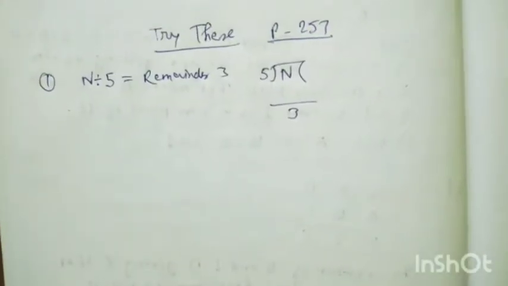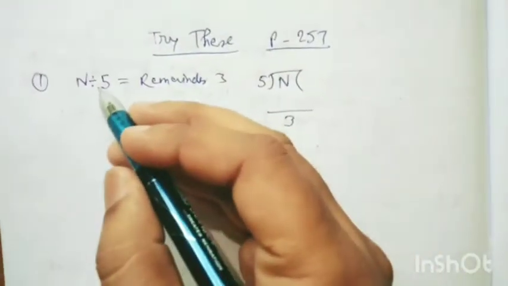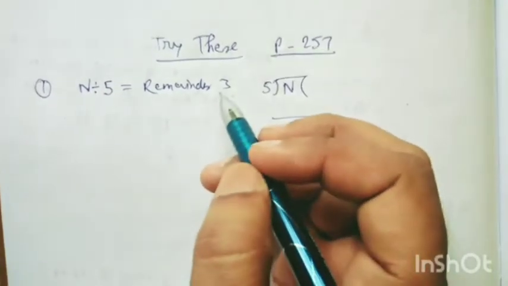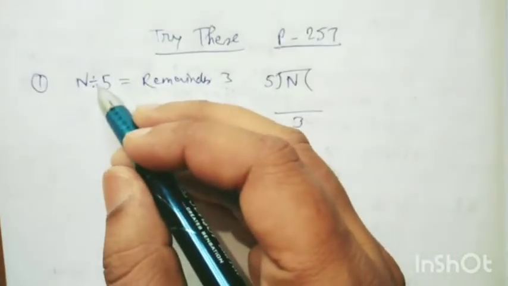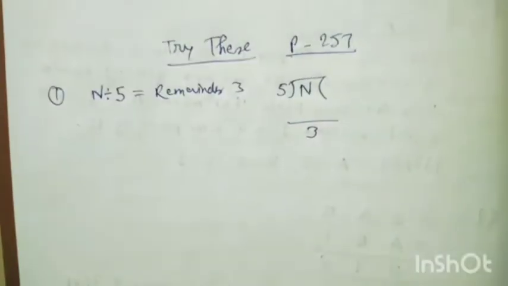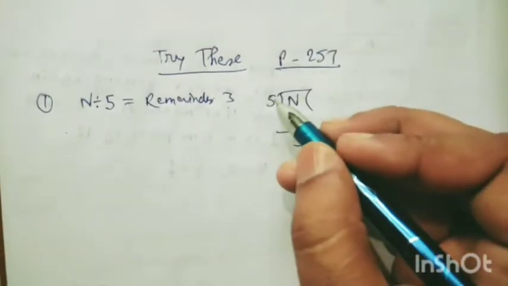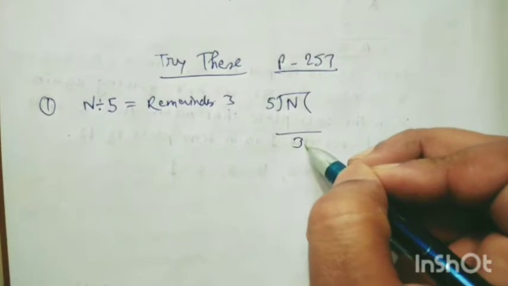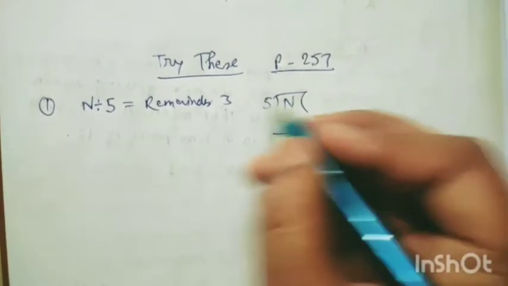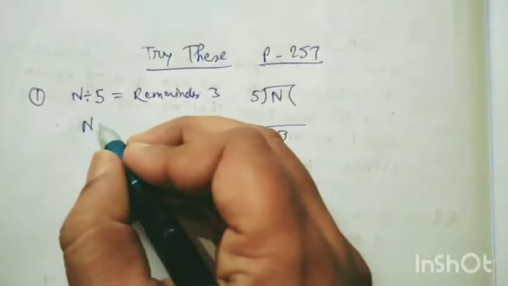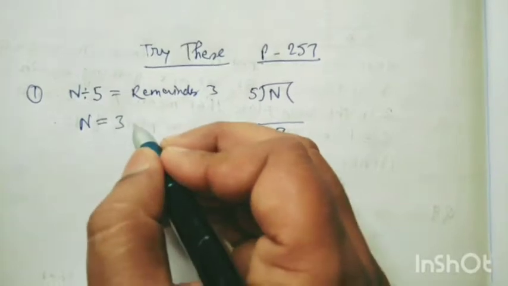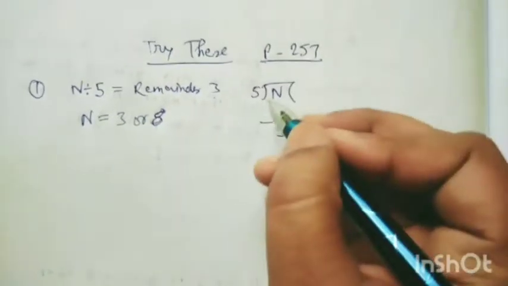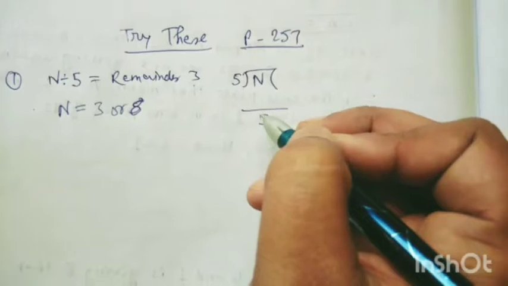Okay students, now see here. So n divided by 5, when you divide by 5, the remainder will be 3. So in this way, if I divide this n by 5, the remainder should come 3. So what will be the value of n? If you take the value of n equal to 3 or 8, then the remainder will come 3.